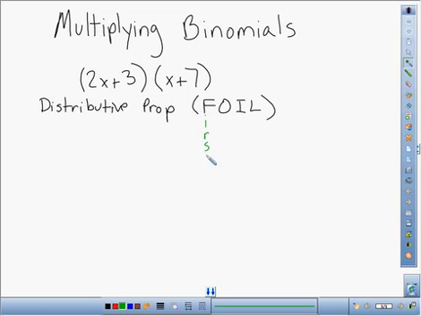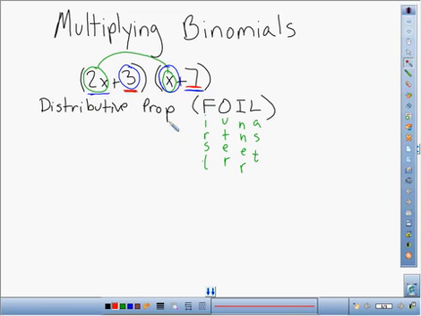For first, outer, inner, last. First, outer, inner, last. Meaning that I need to multiply the first terms times each other. I need to multiply the outer terms times each other. I need to multiply the inner terms times each other. And I need to multiply the last terms times each other.